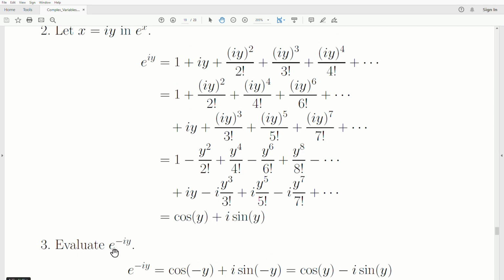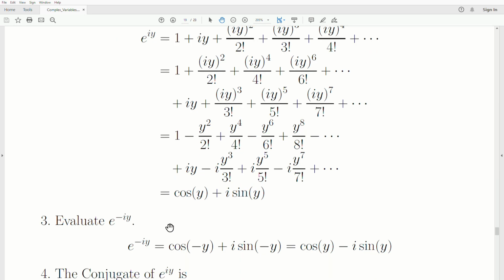Now let's evaluate e to the minus iy. So the minus goes into the y. So we just use this expression again, but then we put in minus y in these terms. But cosine is an even function, so you just get cosine of y back. Sine is an odd function, so you can bring it out front, and that's it. So e to the minus iy is cosine of y minus i sine of y.